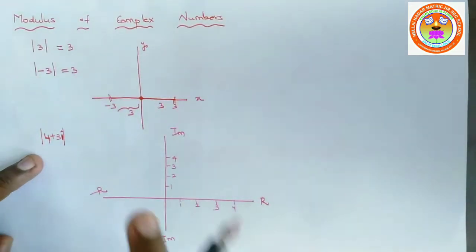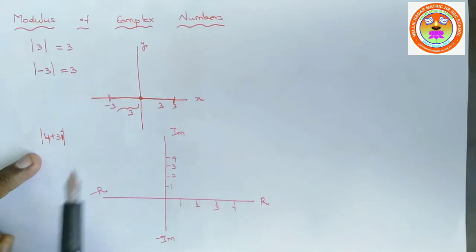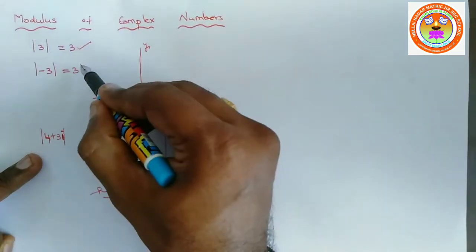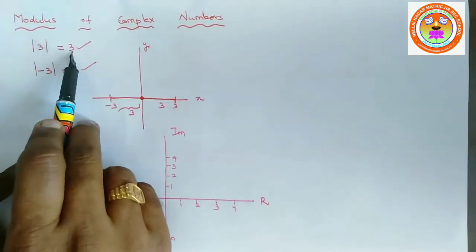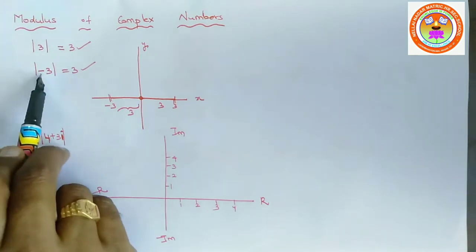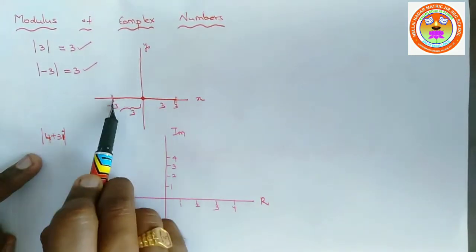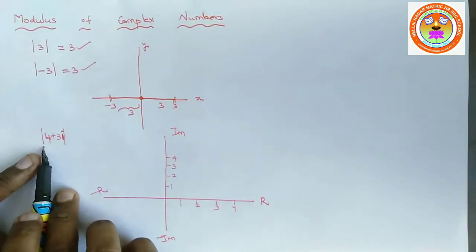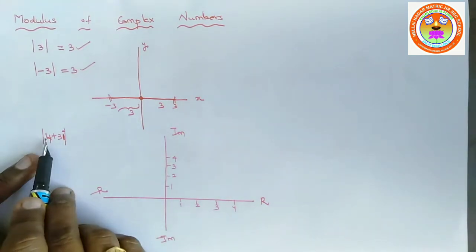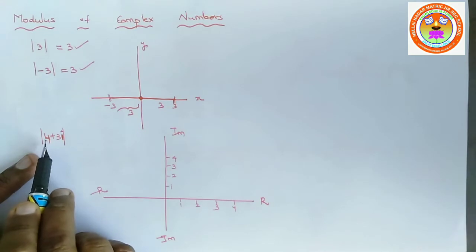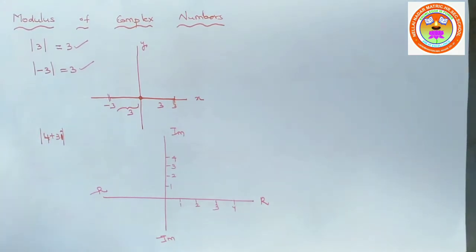In complex numbers, how are we going to find the distance? Suppose that is the modulus of 4 plus 3i. It is simply like modulus of 3 is 3, modulus of minus 3 is 3. I have told you, the distance between the origin and the number is called the distance. Even though it is negative, the distance cannot be negative, so only plus 3. So I am going to use the modulus of 4 plus 3i: the distance between the origin and 4 plus 3i is the modulus.